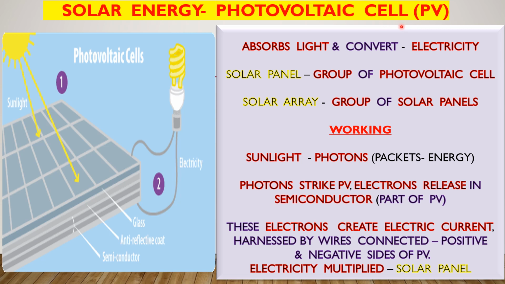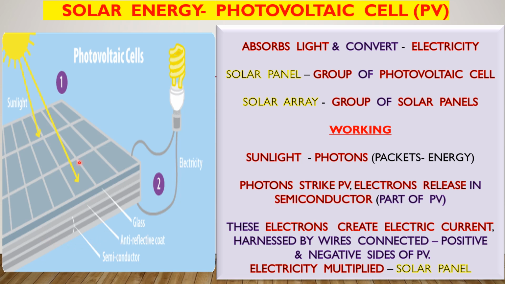Photovoltaic cell. A group of photovoltaic cells makes up the solar panel that we see on the roofs, and a group of solar panels makes up the solar array. So each unit is called the photovoltaic cell, as shown over here. This is one single unit, that is, a photovoltaic cell.